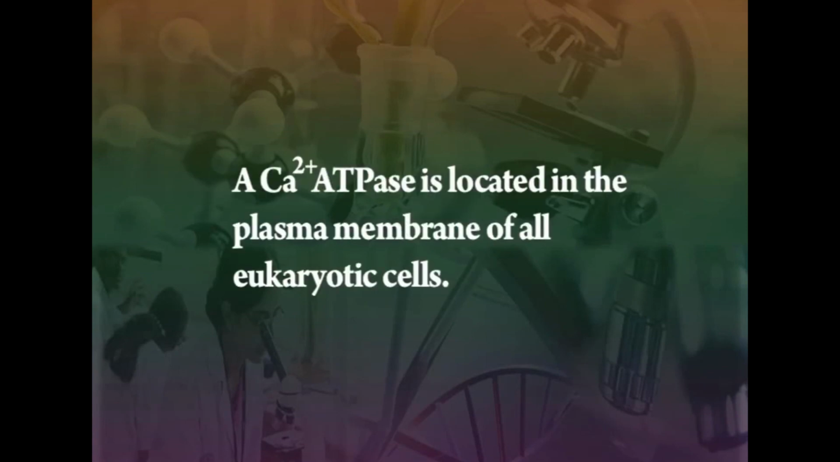Now, the last one we have is calcium ATPases. A calcium ATPase is located in the plasma membrane of all eukaryotic cells. It uses the energy provided by one molecule of ATP to pump one calcium ion out of the cell. The activity of these pumps helps to maintain a 20,000 fold concentration gradient of calcium between the cytosol, which is at 100 nanomolar, and the extracellular fluid, which is at 20 millimolar.